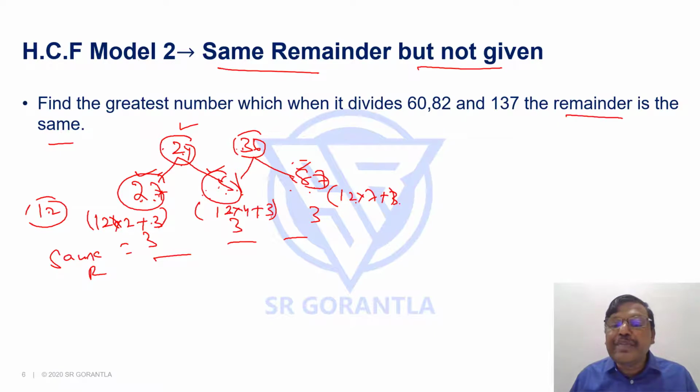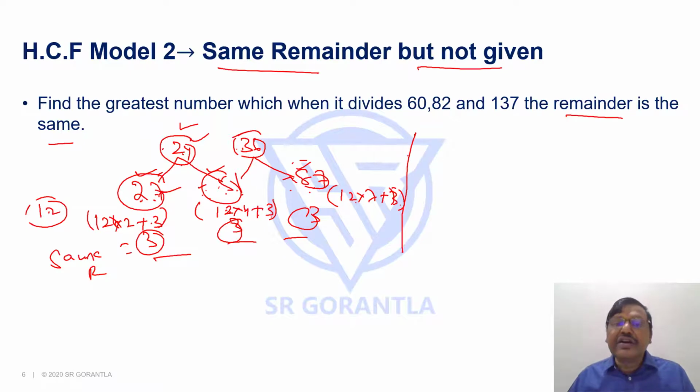Similarly, 12 into 7 plus 3 minus 12 into 4 plus 3 means the 3 will get cancelled. It will be 12 into 7 minus 12 into 4, that is 12 into 3. Hence, the conclusion we can say is, if a number divides two or more numbers with the same remainder, the number will divide these differences exactly.